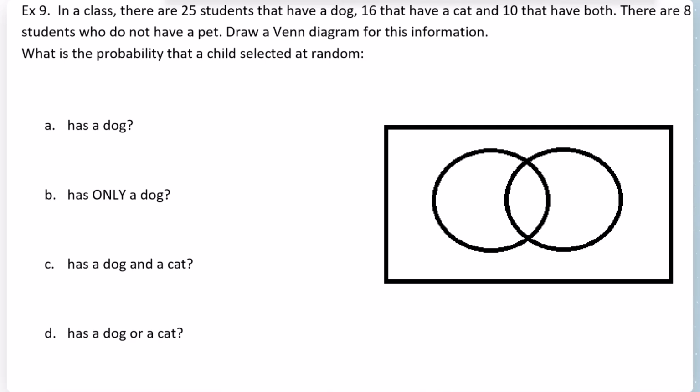In a class, there are 25 students that have a dog, 16 that have a cat, and 10 that have both. There are 8 students who do not have a pet. They don't have a dog or a cat. Draw a Venn diagram for this information, and then we'll go through and look at probabilities.